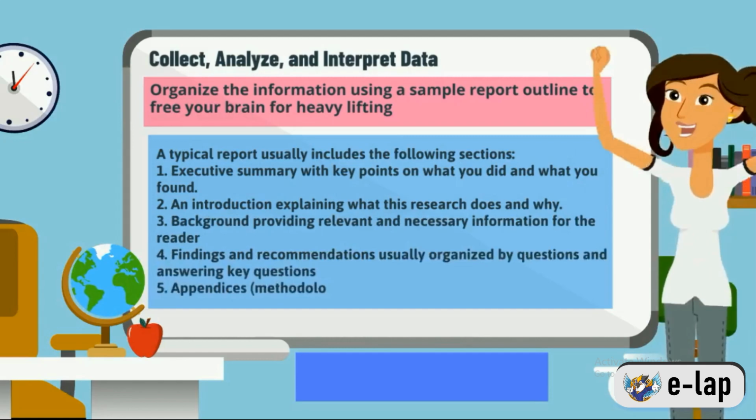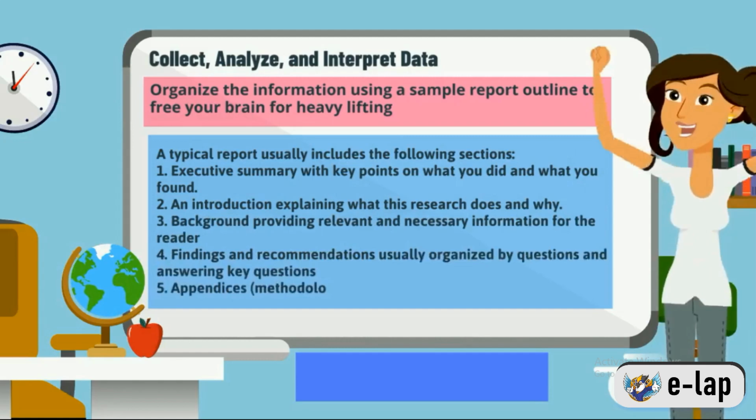1. Organize the information using a sample report outline to free your brain for heavy lifting. Organizing information starts early, long before you analyze the information you have collected. Otherwise, you will have too much information to keep track of, which will overwhelm you and delay your work. Moreover, not all insights on different aspects of the research come in linear order.